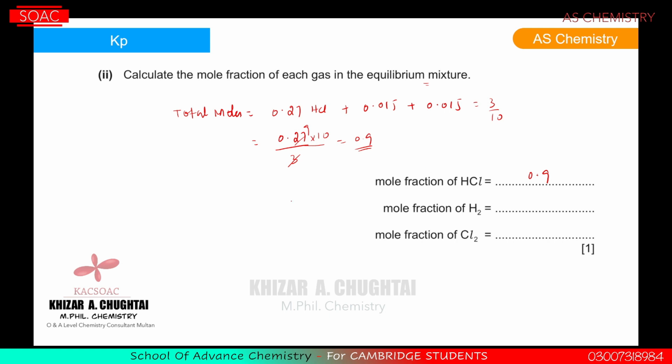What is the mole fraction of hydrogen? That is 0.015 divided by 3 over 10, I mean, I can write 10 over here, and that is equal to 0.05 into 10. So 0.05 into 10, that is equal to 0.5. 0.05.